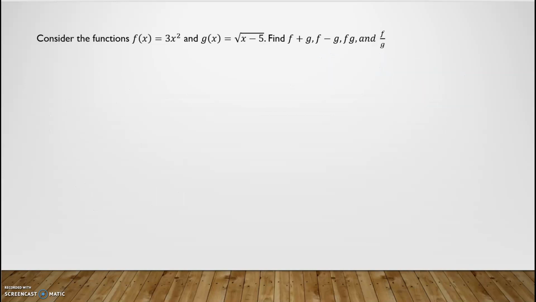Okay, last one we'll look at. For f, it will be 3x squared, and for g, it will be the square root of x minus 5. We're going to look at f plus g, f minus g, f times g, and f divided by g.